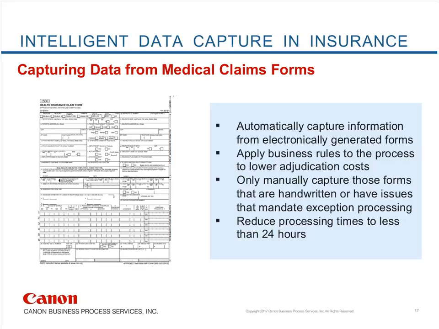But they needed to decide on a model. They ended up deciding on an offsite model for processing due to space considerations and overall cost. So step one was to capture the typewritten and electronic generated forms automatically. Then we wrapped some business rules around the extracted data that would move the majority of the forms down the approval workflow, lowering their adjudication costs, and then only manually touching those forms that were handwritten or actually had data issues. In this way, we were able to reduce the processing times, which would help them both from a business need and a compliance requirement.